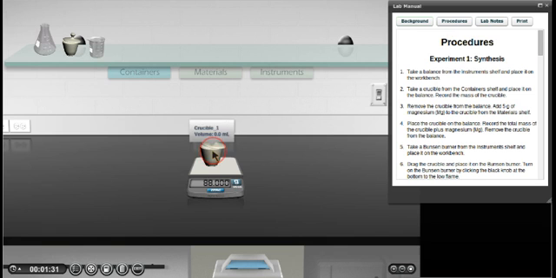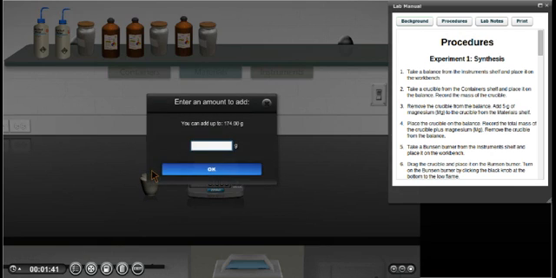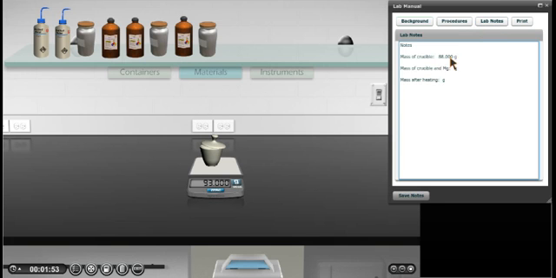Next, we remove the crucible from the balance and go to the materials shelf, where we obtain 5 grams of magnesium metal. By dragging the magnesium metal over the crucible, we get this screen and input 5. Next, we place the crucible onto the balance and note a change of 5 grams in the mass. We also input this into the lab notes section.